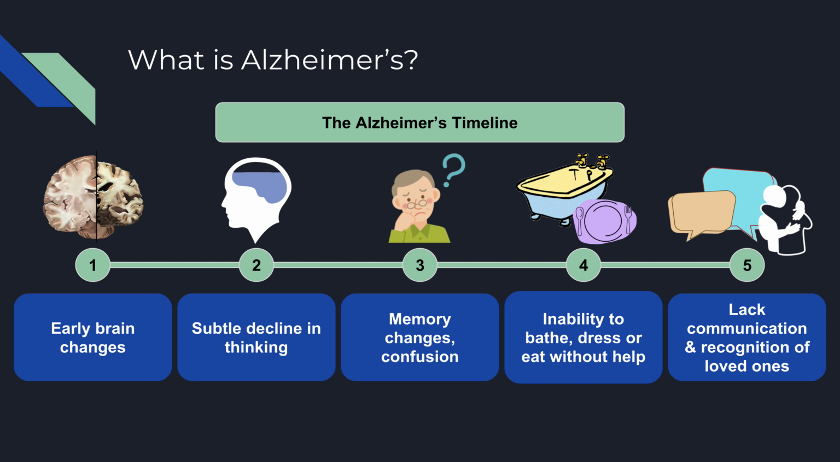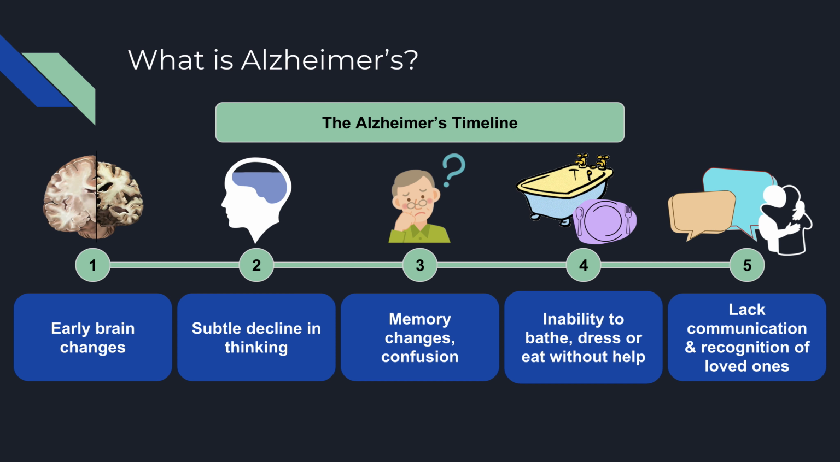Alzheimer's is a neurodegenerative disease that results in memory loss and loss of cognitive function and is the main cause for dementia. Many who suffer from Alzheimer's can lose the ability to do simple tasks, and some experience behavioral or personality changes. These generally start with early brain changes, followed by a decline in thinking, then memory changes and confusion, inability to bathe, dress, or eat without help, and lastly, a lack of communication or recognition of loved ones.